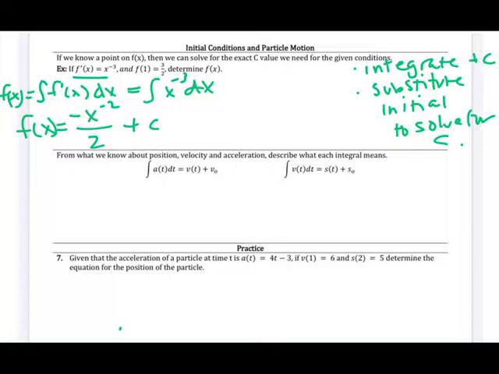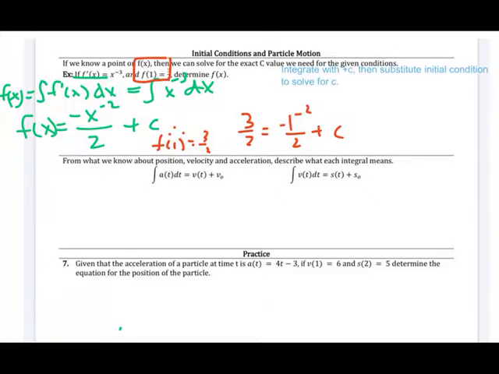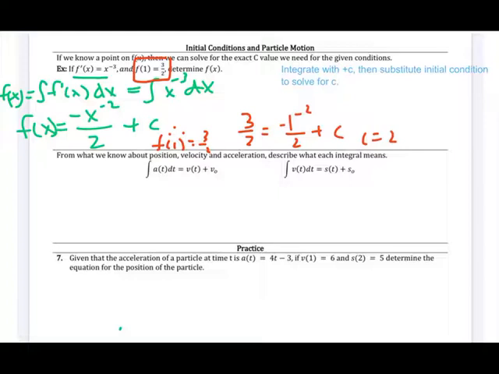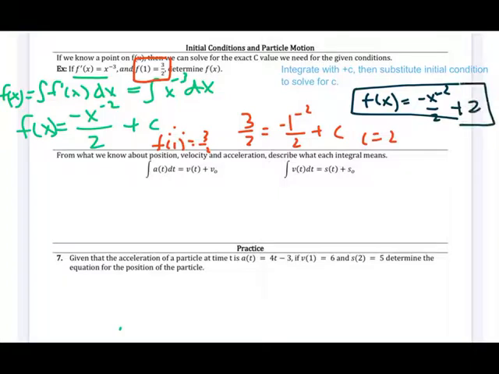But now we are given an initial condition. We know that when x is 1, f is 3 over 2. So since we know that f of 1 is 3 over 2, we can say that 3 over 2 equals negative 1 to the negative 2nd over 2 plus c, which is going to give us that c itself is actually 2. Which means we can rewrite our function now. f of x is equal to negative x to the negative second over 2 plus 2. So we actually did find the exact function because we were given an initial condition.